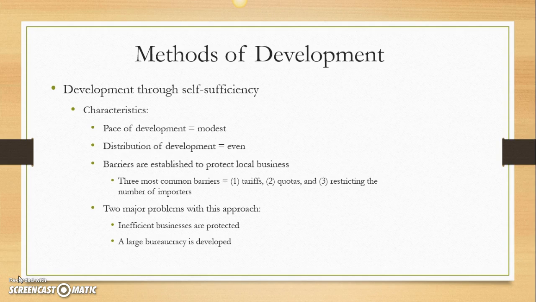So, first thing we want to talk about is methods of development. One of the major methods of development, especially historically, has been development through self-sufficiency. And self-sufficiency is really a fancy way of saying relying on yourself. Okay? And so, a few of the characteristics of this approach.